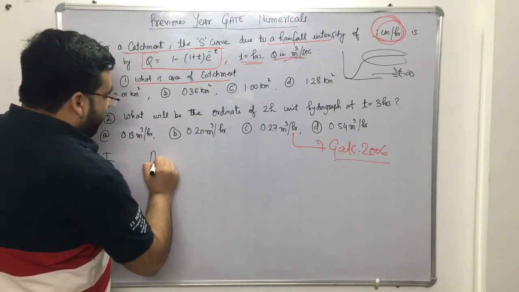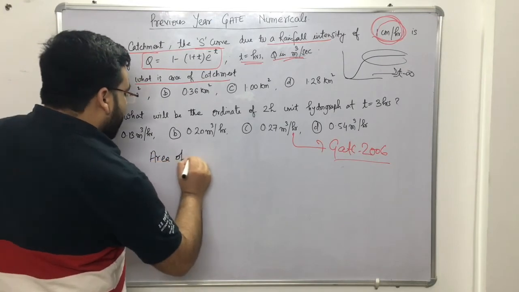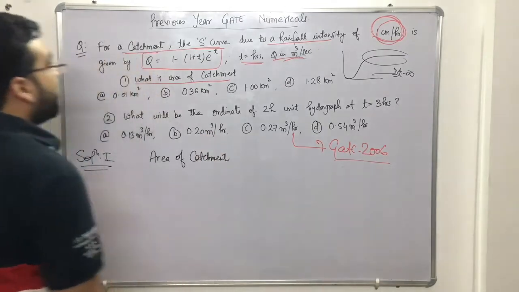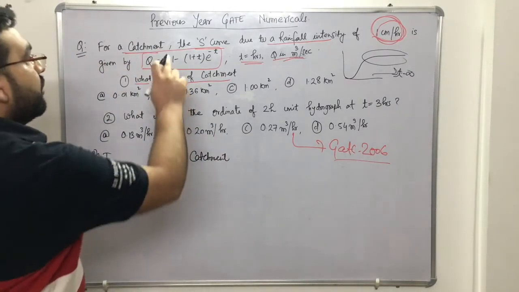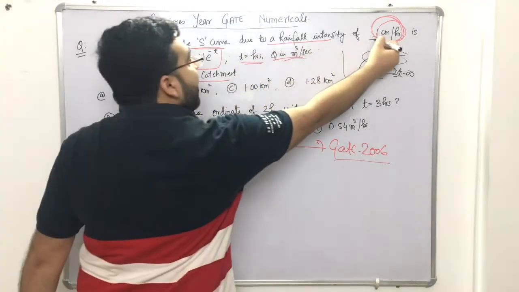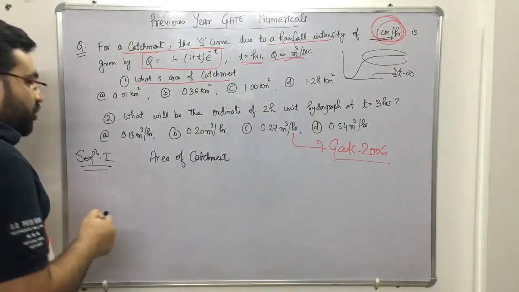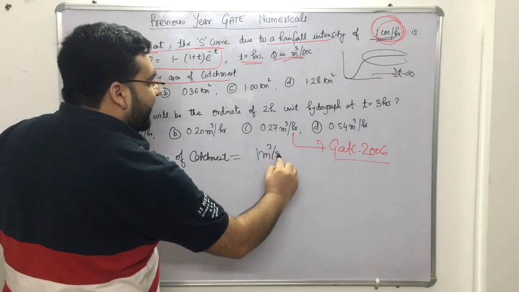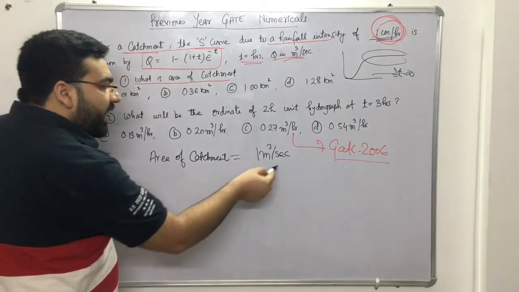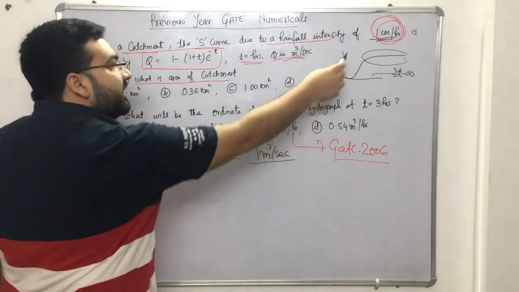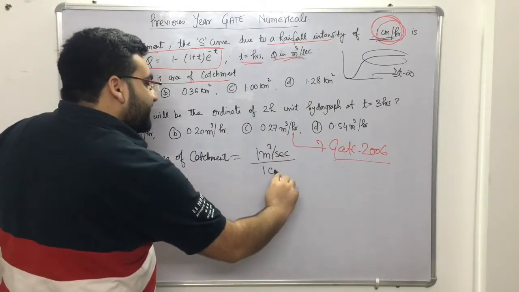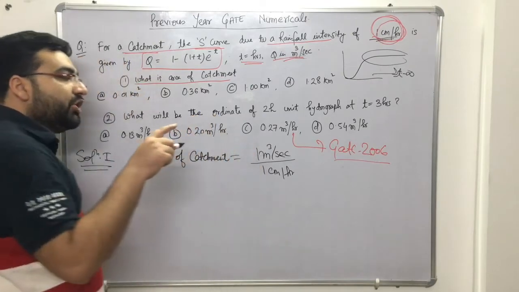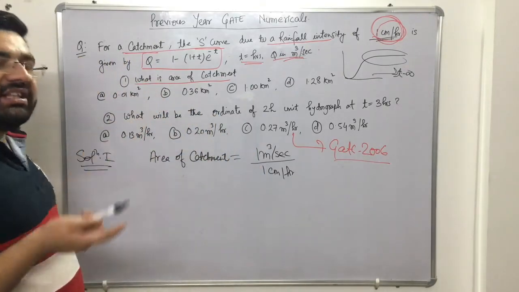Now, area of catchment. Clear? Right? So the rainfall intensity is given as 1 centimeter per hour. The volume was 1 meter cube per second. Even if you don't know the formula, if you divide this by the centimeters per hour, whatever the units you get will be a unit of area. So that is how you can determine the area of catchment.